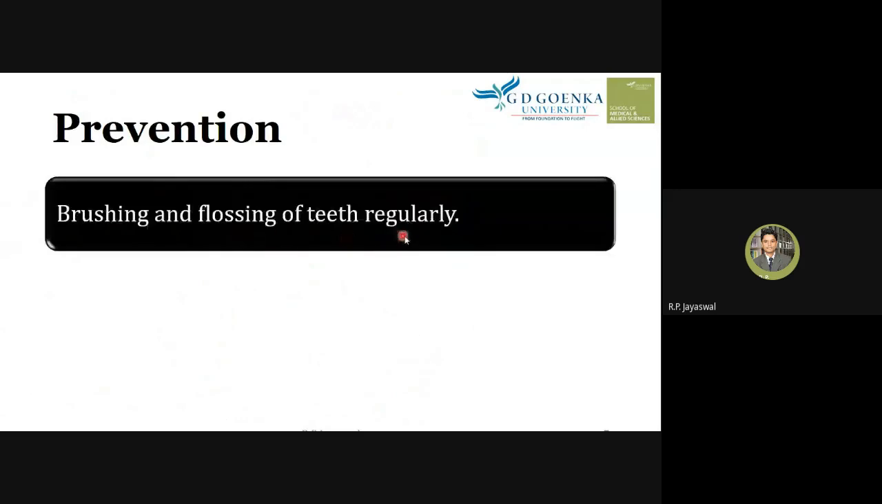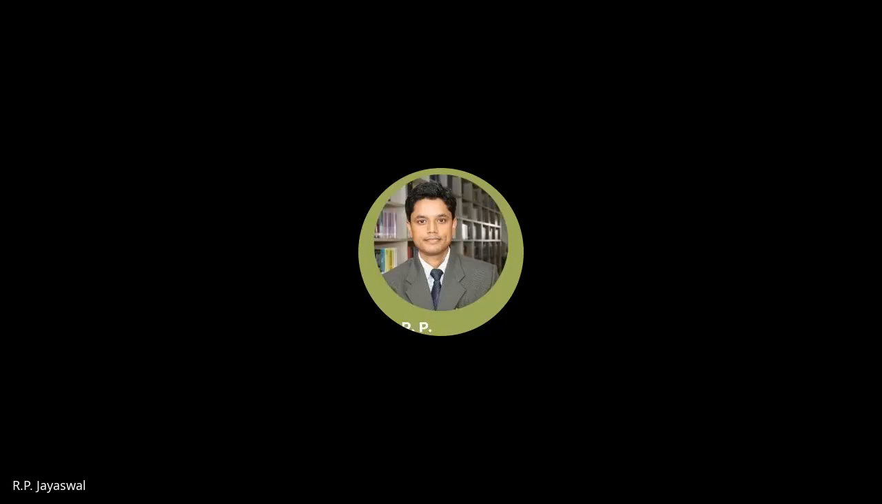Prevention. How can we prevent a condition like endocarditis? Brushing and flossing the teeth regularly is one way that helps to maintain hygiene. Then avoid non-sterile procedures like piercing and tattoos. When they use a non-sterile needle to do the piercing or make a tattoo, the bacteria present on the needle may go directly into the bloodstream and can cause infection in the heart.